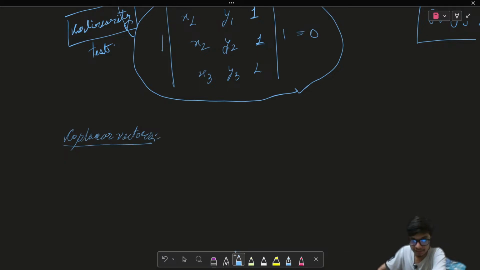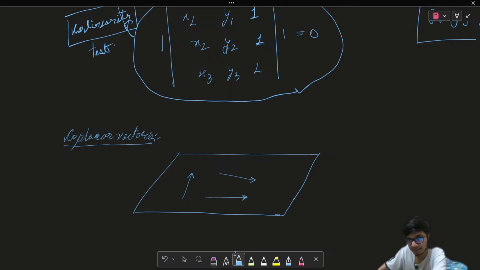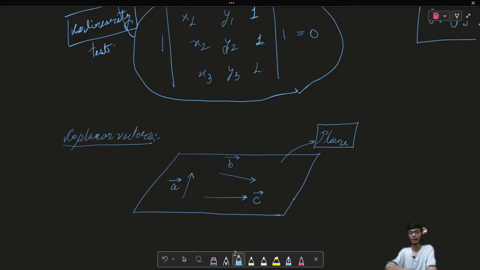If I have three vectors, because two vectors will always be coplanar, and they are lying on the same plane, let us say this is A vector, this is B vector, and this is C vector. You can imagine the plane as a flat page. If they happen to lie on the same plane, then they are known as coplanar vectors.